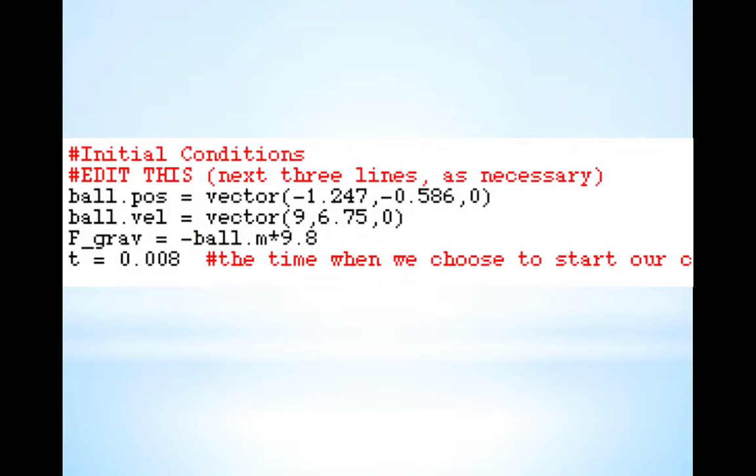Next, we insert our initial conditions by putting in the initial position of the ball from our video and the initial velocity.